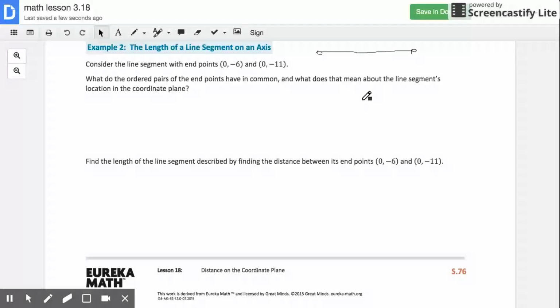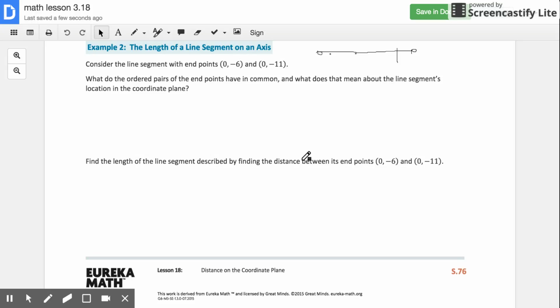So we have the ordered pairs 0, -6 and 0, -11. And what do they have in common? Well, they both have a 0 in the space for the x coordinate, and they have a negative number for the coordinate for the y, which means that if this is our origin 0, then they're both going to be on this side of 0. They're both going to be to the left of 0. So in the coordinate plane, they're both going to be to the left of 0.